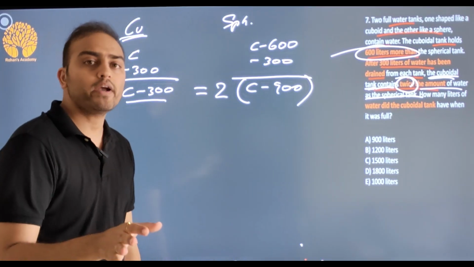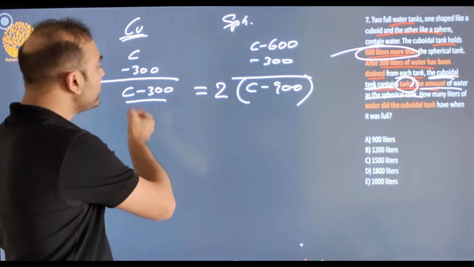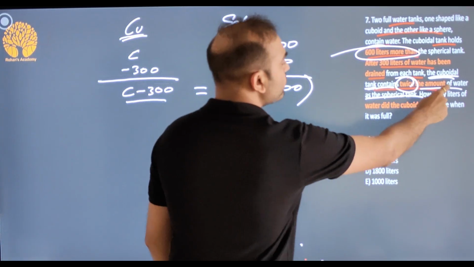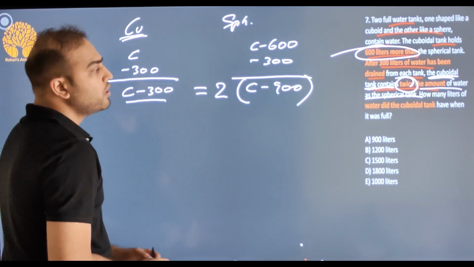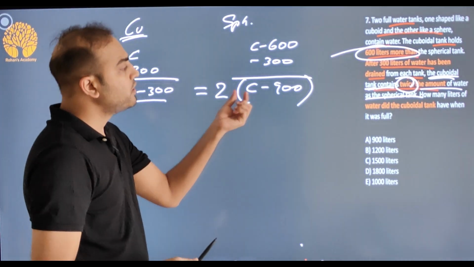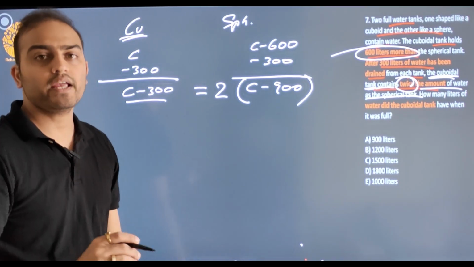So in order to avoid that mistake, just write or convert the words into your equation. Okay, it says cuboidal tank. Cuboidal tank means this. Contains means equal to. Twice means two times. Spherical tank. Spherical tank is this. So you will never make that mistake again.